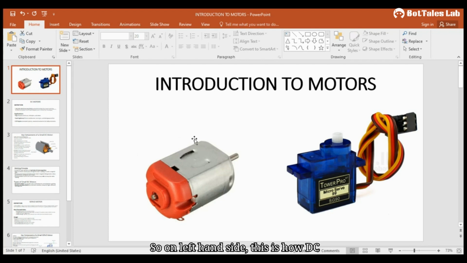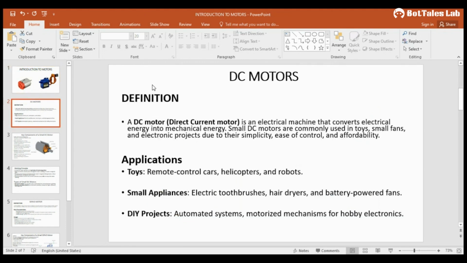On the left hand side, this is how a DC motor looks, and on the right hand side, this is how our servo motor looks. Today I'm going to teach about the small DC motor and the small servo motor. So let's see what a DC motor is. A DC motor is an electrical machine that converts electrical energy into mechanical energy. Small DC motors are commonly used in toys, small fans, and electronic projects due to their simplicity, ease of control, and affordability.